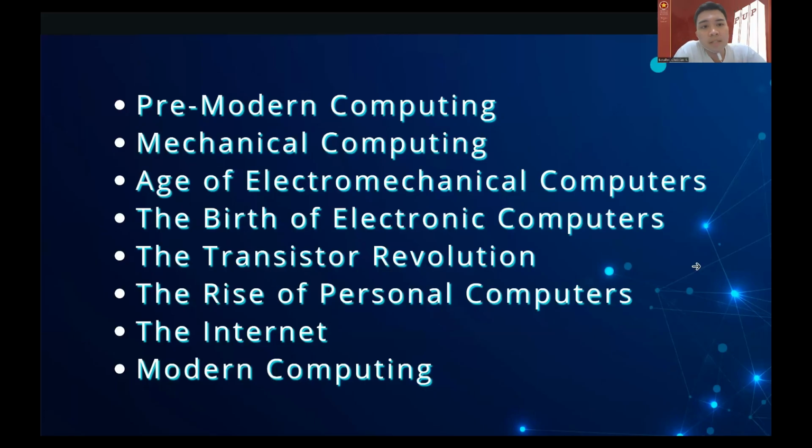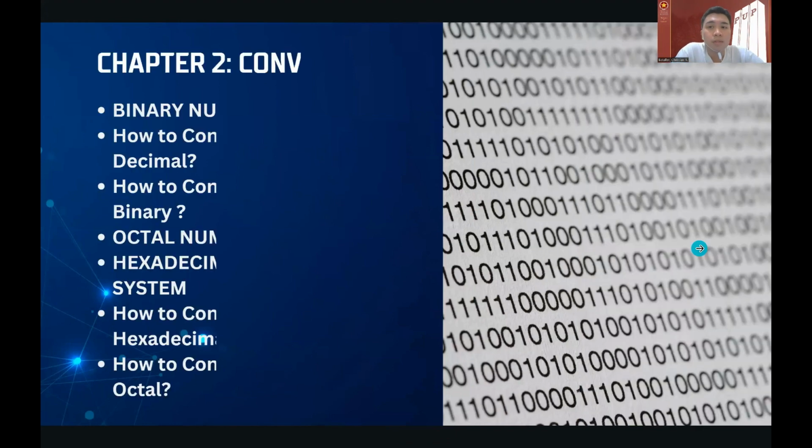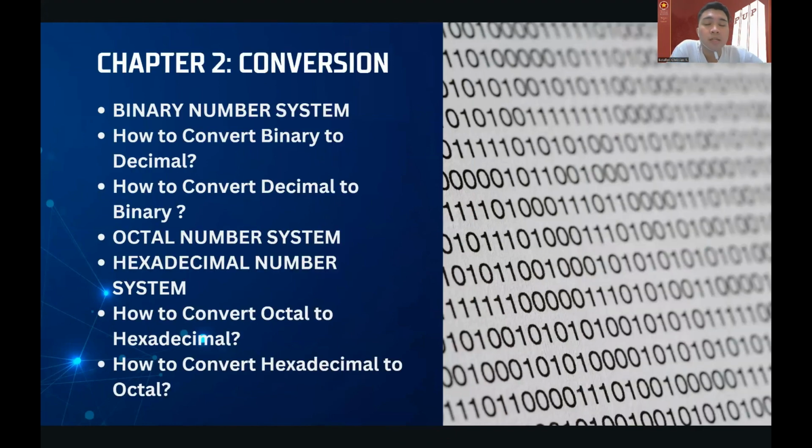So let's proceed to chapter 2, which is conversion. The topics covered are the binary number system, how to convert binary to decimal, and converting decimal to binary, octal number system, hexadecimal number system, how to convert octal to hexadecimal and hexadecimal to octal.